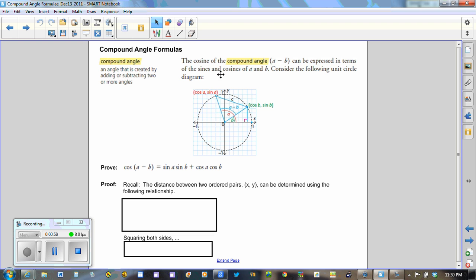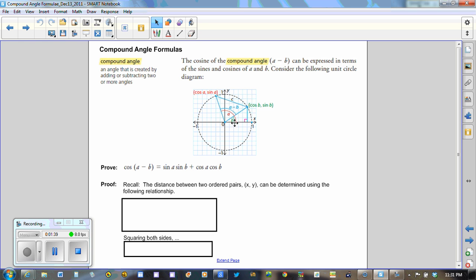Over here to the right, what we're going to do is try to determine the cosine of the compound angle A minus B. In fact, as you'll see as this proof is developed, the cosine of A minus B is actually dependent upon both the sine and cosine of angles A and B. So what we'll do is begin our proof by setting up the angle A minus B using the unit circle.